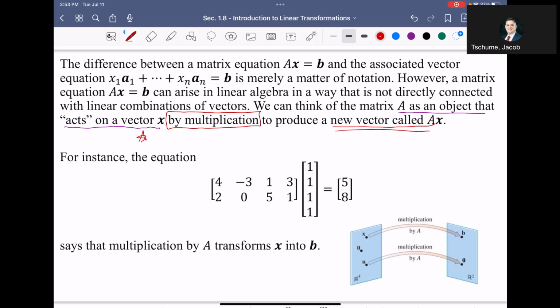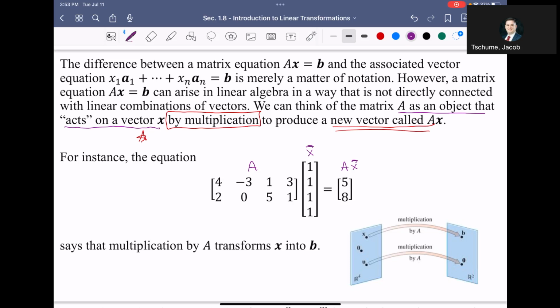To show you what I mean with actual numbers, look right here below. Let's assume that we have a 2x4 matrix, 4, -3, 1, 3, 2, 0, 5, 1, and then we have a vector 1, 1, 1, 1 being multiplied. So in this example, we are letting this be our matrix A, we're letting the column vector be our vector X, and then the 5, 8 would be our new vector AX. I'll save the multiplication for you. We've learned how to do that in previous videos, but you can verify that by multiplying these two things together, we get 5, 8.